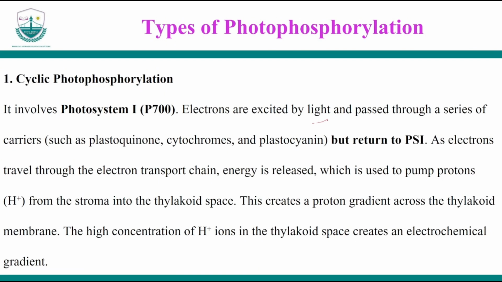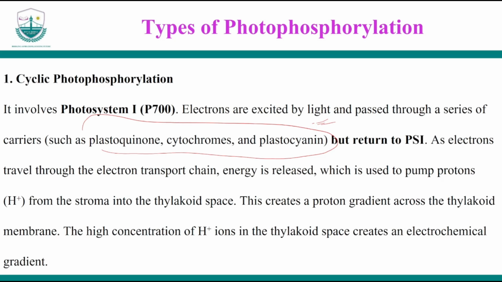Electrons are excited by the light energy, and then they are passed through a series of electron carriers, and the examples are here: plastoquinone, and then cytochrome, and then plastocyanin. These are examples of electron carriers that are involved. So that means that the electrons move through them, and then they will return back to photosystem 1.